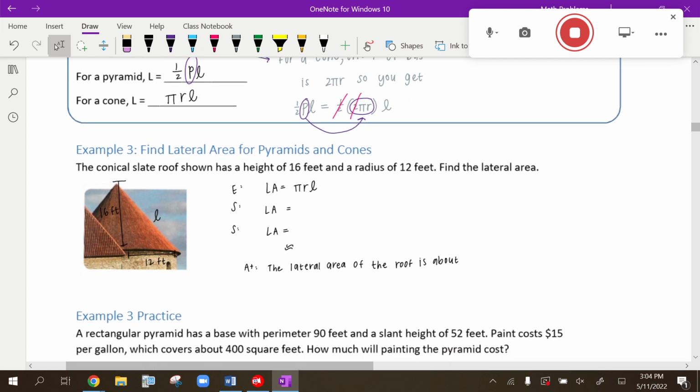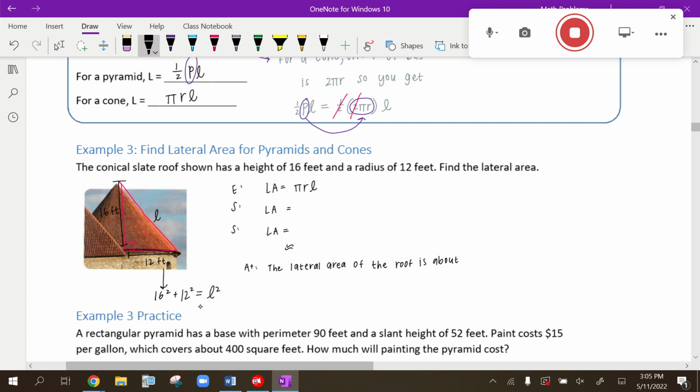Let's do an example together. This one is a cone. It says a conical slate roof. That means a cone. It has a height of 16 feet and a radius of 12 feet. We want to find the lateral area, so we know that we're going to need to know the slant height. I'll look at this right triangle here to find the slant height. I know that I can do 16 squared plus 12 squared equal to L squared to find the slant height.